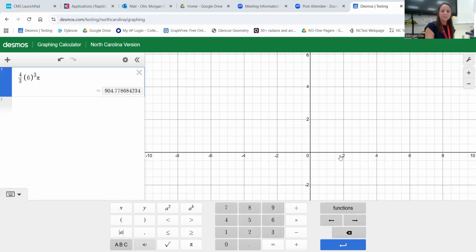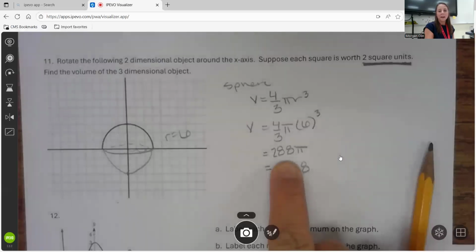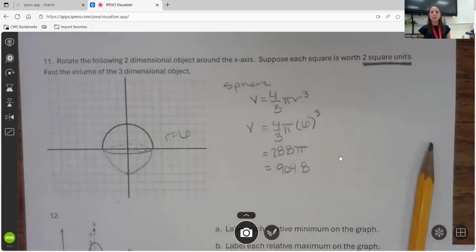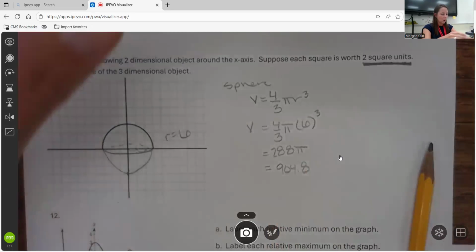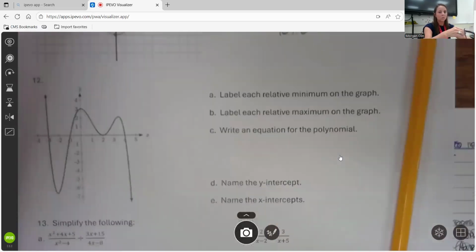All right. So this is in terms of pi, 288 pi, only put the numbers in. This is as a decimal. So it depends on what they're asking for. So just be very careful. All right, moving on to number 12.